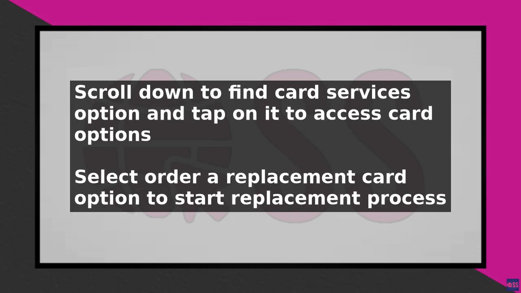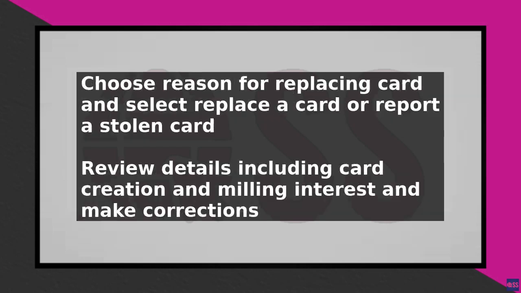Then tap on it. This will bring up 4 options: Report, Low Report, Loss or Stolen Card, and Replacement Card. Select the Order a Replacement Card option. You will then be prompted to choose a reason for replacing the card. Select Replace a Card if the card is damaged or no longer working, or Report a Stolen Card if it has been lost or stolen, in the latter case.